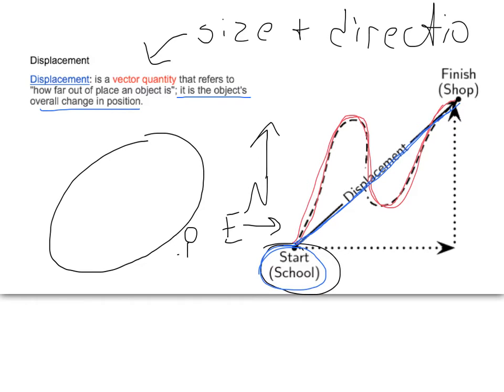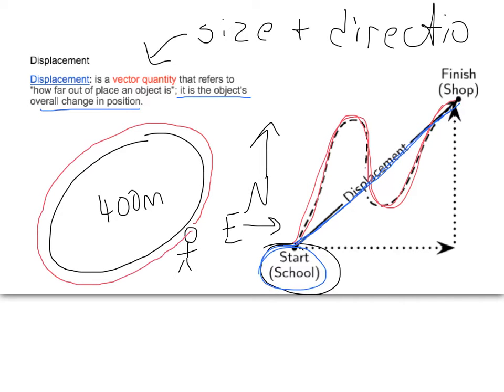We have a little person here and he's going to begin running. So this is a 400-meter track. He starts running all the way around the track. Now, distance traveled wise, that is 400 meters.